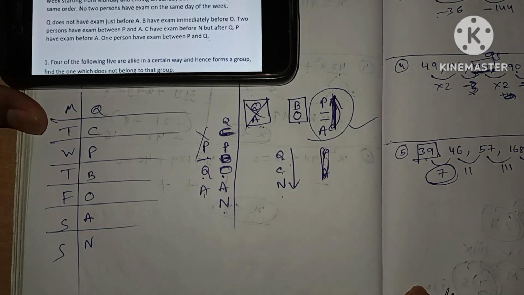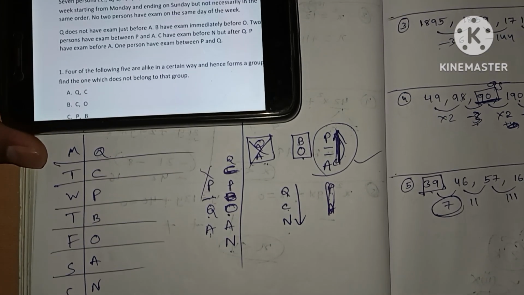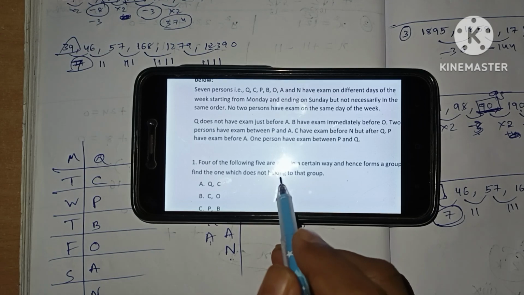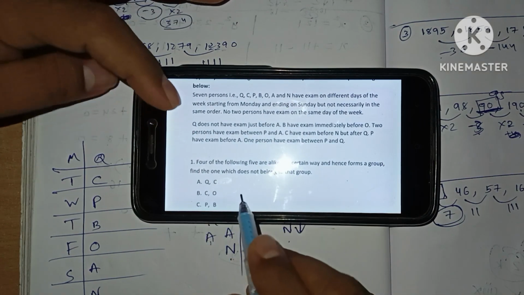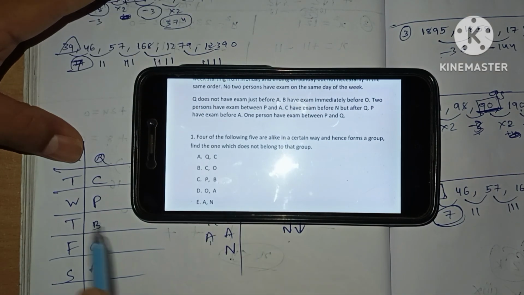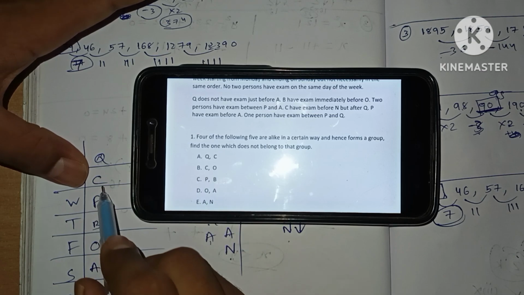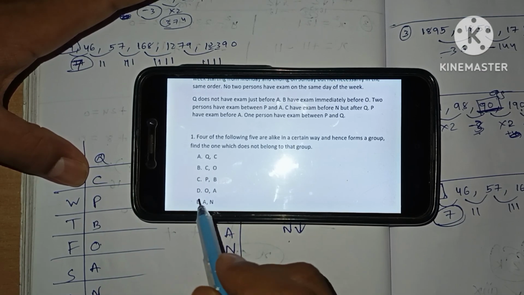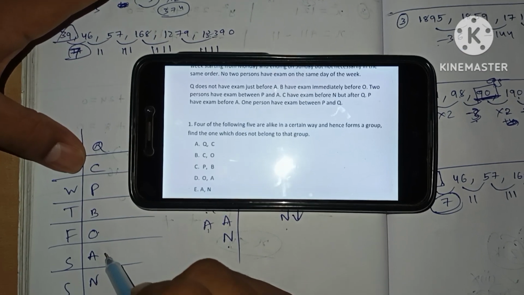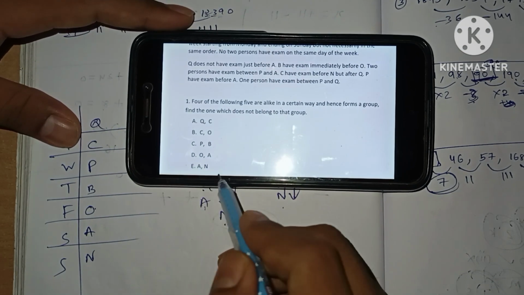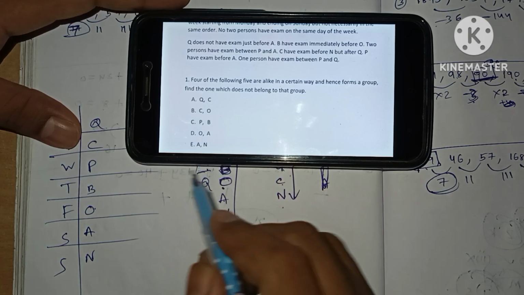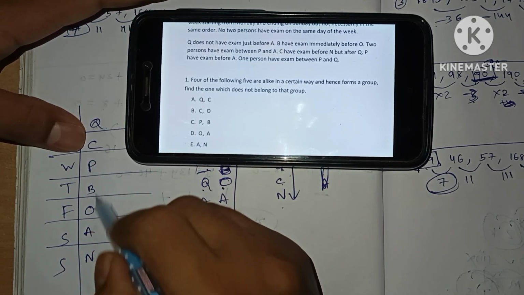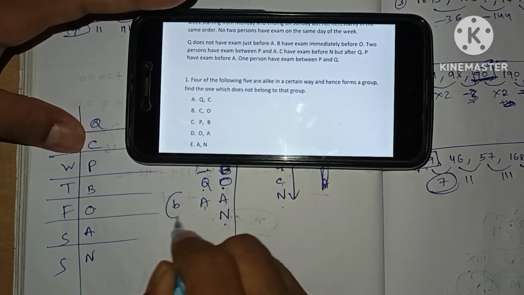Let's see the questions asked. Four of the following are alike, so we need to find the odd one out. Q and C immediate, C and O not immediate, P and B immediate, O and A immediate. Next one, A and N, also immediate. So the second one is our answer. C and O are not immediate. So option B is our answer.